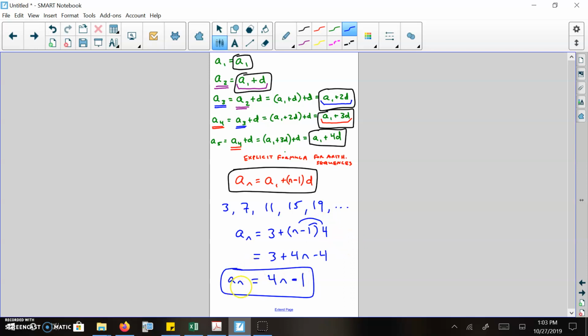Okay, so this makes sense. If I want to know what's the third term of this sequence, well, the third term is definitely 11. If I check that here, 4 times 3 is 12, minus 1, that gives me 11.